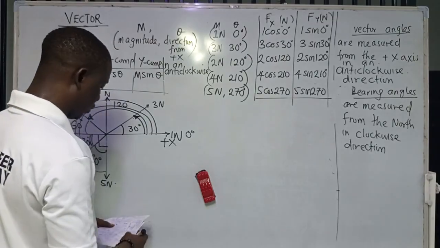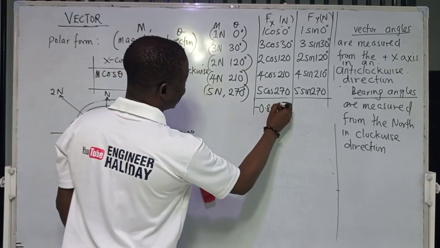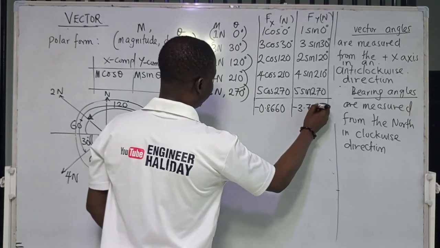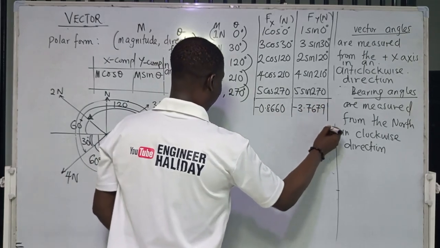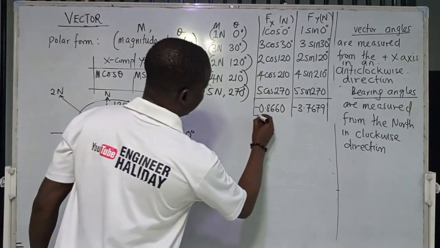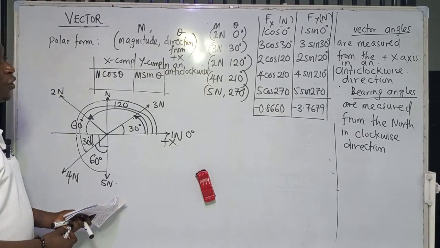Now, if you do your addition together, I want to have it as minus 0.8660. This will give us minus 3.7679. Confirm it. So that is what we want to have as our answer there. So you are able to resolve them.